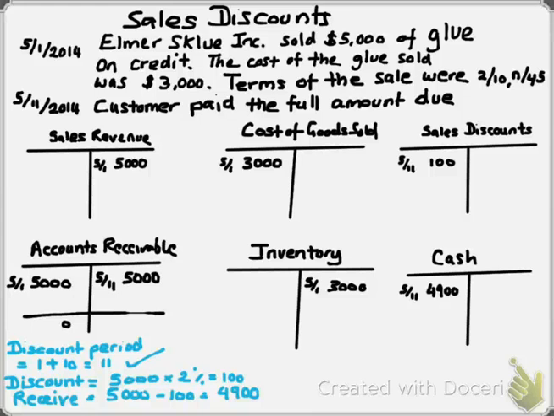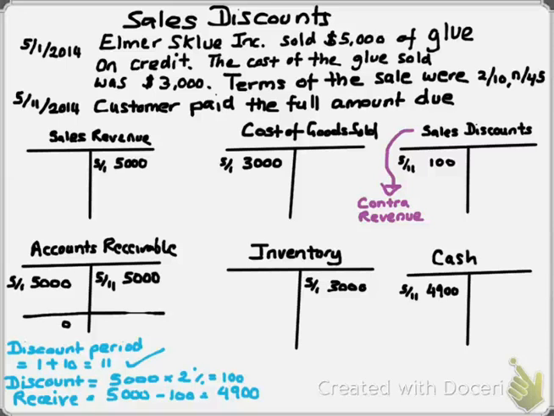Now let's take a look at the sales discounts account. What type of account is it? It is a contra revenue account. So keep in mind that the sales discounts account is a contra revenue account. It has a normal balance that is opposite to that of the revenue account. If you remember, revenue accounts have a normal credit balance, so contra revenue accounts have a normal debit balance.